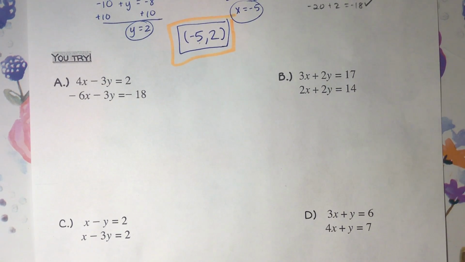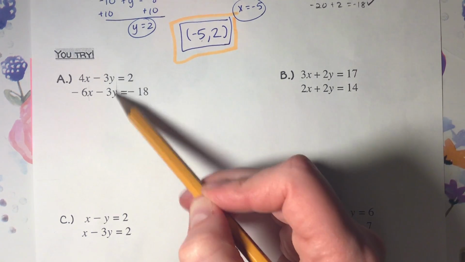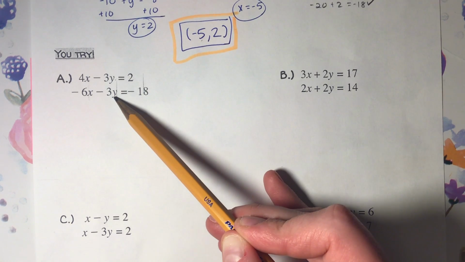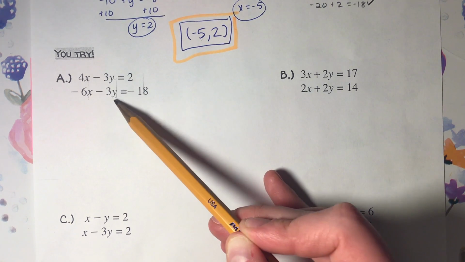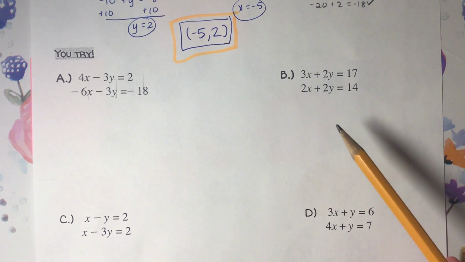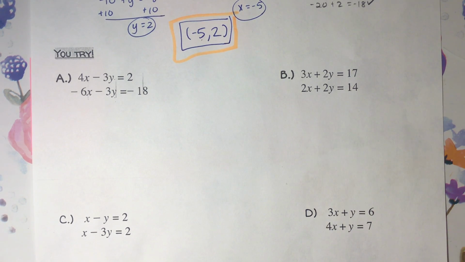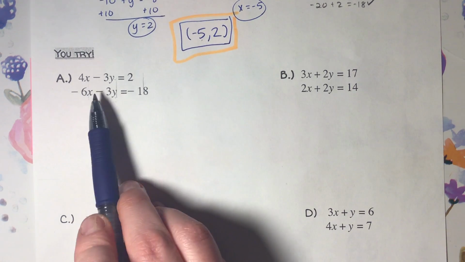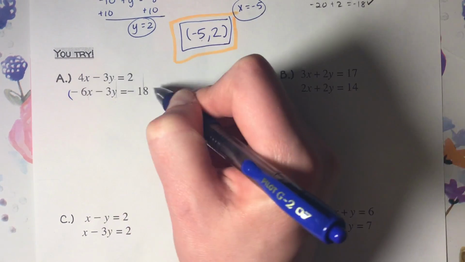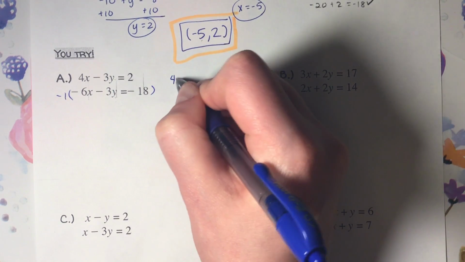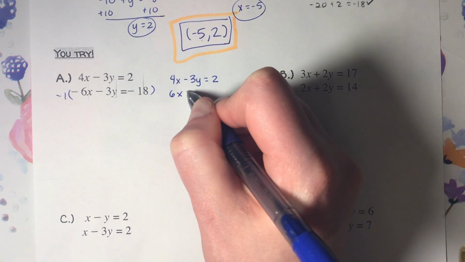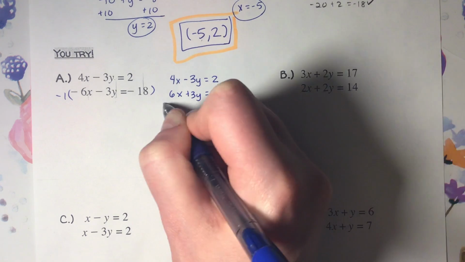Let's do a couple more of these. Notice the variables are already lined up, but the negative 3y and the negative 3y match. So I need to multiply one of the equations by negative 1 to make them additive inverses. I would strategically do the bottom one because the bottom one has all negatives. So if I were to multiply it by negative 1, it would turn them all to positive. So I'm going to multiply by negative 1, and I have 4x minus 3y is equal to 2. And then I have 6x plus 3y is equal to 18.